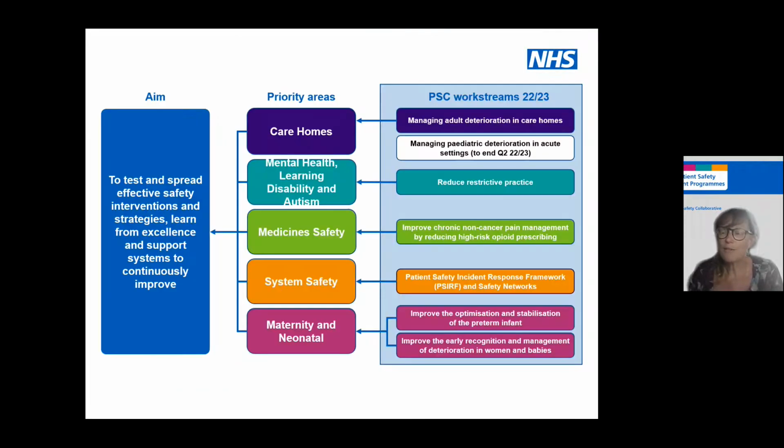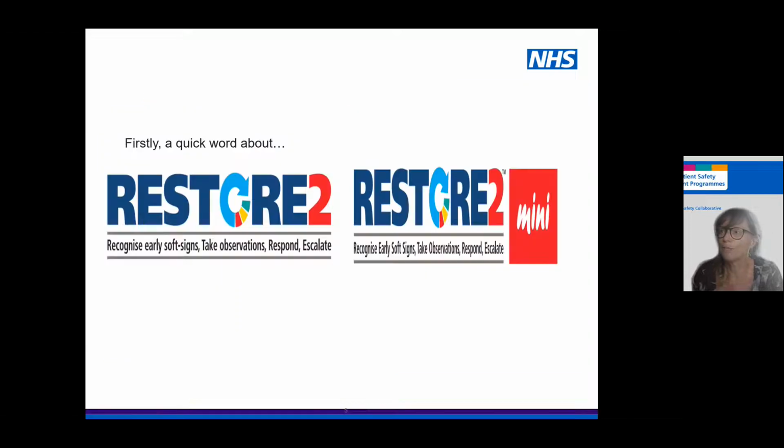At the moment, there are 5 patient safety programmes running. One is around care homes, which is managing deterioration in care home settings or non-acute settings. Then mental health and learning disability, which is around reducing restrictive practice, medicine safety, system safety, and maternity and neonatal. It's really around systems and giving support for systems to continually improve.